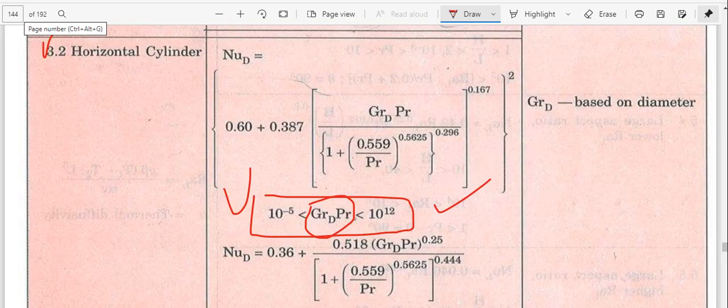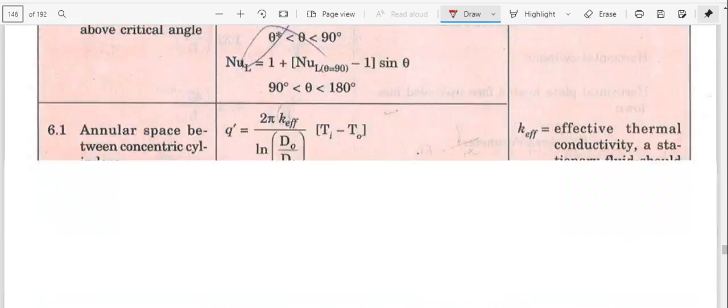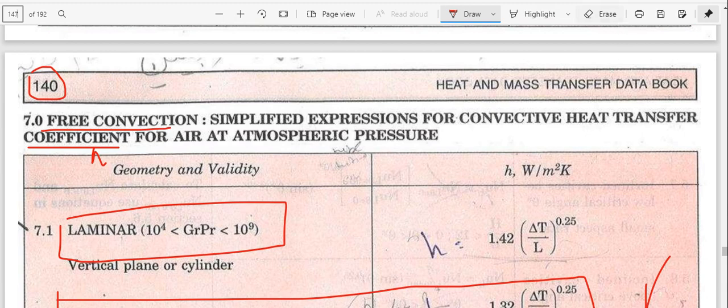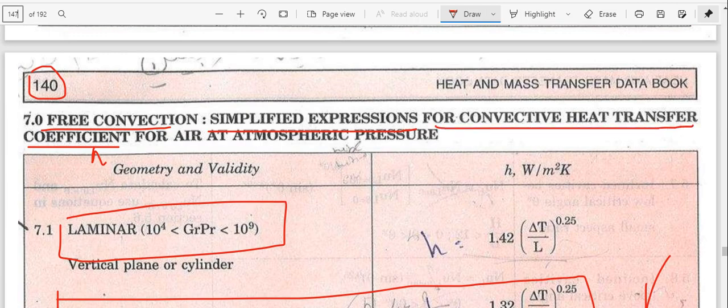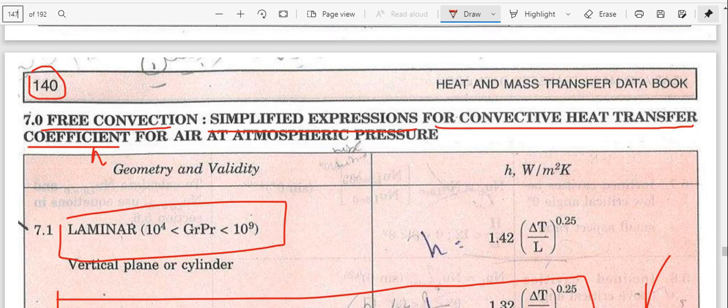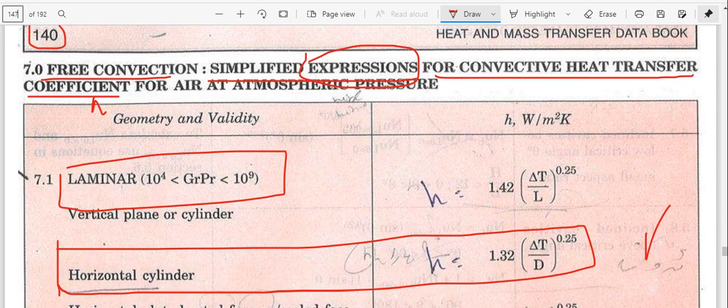Simplified relation means this one. So here we can observe like this: simplified expression for convective heat transfer coefficients. In this question, the simplified relation in the data book and the relationship in our question are both the same. That's why I am considering this. Our condition for laminar is 10 power 4 less than GrPr less than 10 power 9. So now I am considering laminar flow.